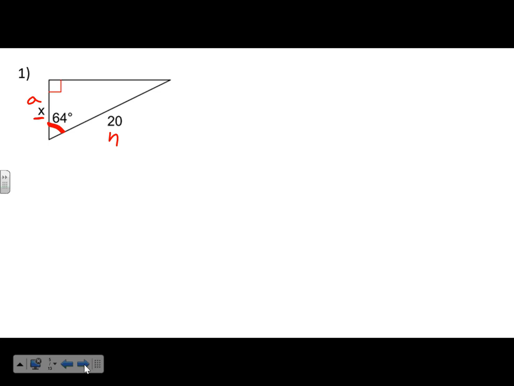So we have the adjacent and the hypotenuse. So we have SOHCAHTOA. Which one of those has both the adjacent and the hypotenuse? Well, SO has the hypotenuse but not the adjacent. Tangent has the adjacent but not the hypotenuse. It's got to be CA. So remember, the C means we're dealing with cosine. Not only that, but the first letter is always the numerator. The second letter is always the denominator.